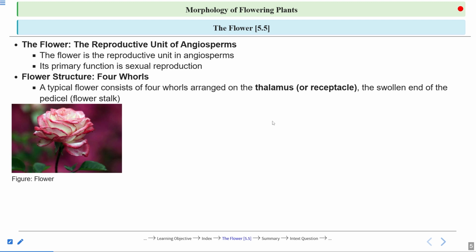And one more thing: after the reproduction process, what is the very important part? The ovary, part of the female reproductive organ, is transformed into fruit, and inside the fruit the ovules are transformed into seeds, right? That we will see when we study sexual reproduction in flowering plants. Here we are going to discuss the flower. So this is the first slide, and we have discussed that the four different whorls are attached to the thalamus, right? So let us move.